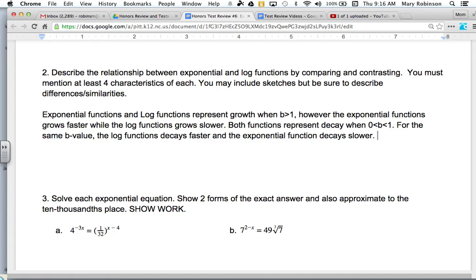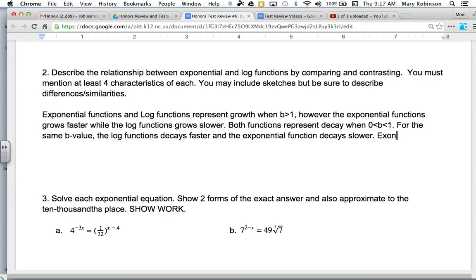One of our statements out of the 4 would be exponential functions and log functions represent growth when b is greater than 1. However, the exponential functions grow faster while the log functions grow slower. So that's one characteristic. The second set of statements here is the second characteristic. So now I need to think about a third. I might want to talk about what we understand about the asymptotes of each one.